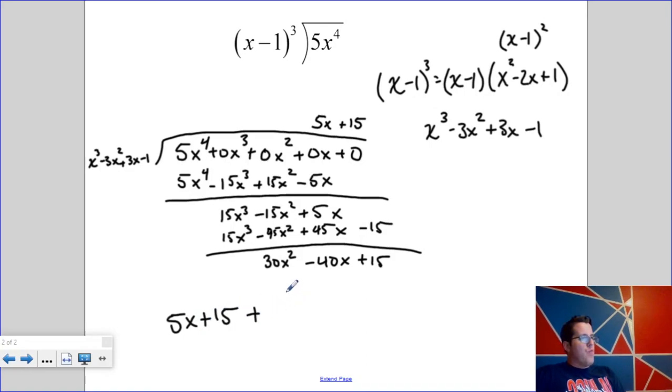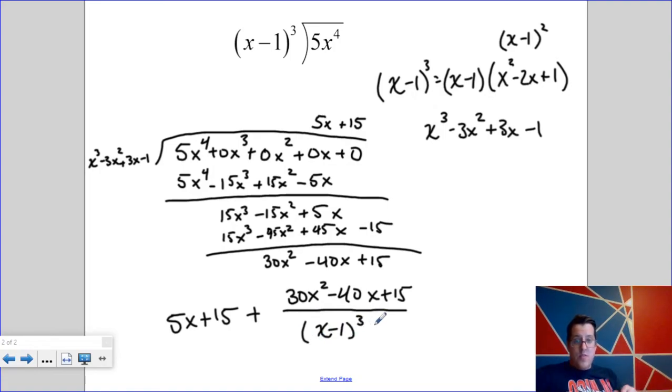plus our remainder, 30x squared minus 40x plus 15 over, and if this doesn't simplify at all, why don't we just write this as x minus 1 cubed? Okay, are there other ways of doing this? Of course there are, but that's okay.